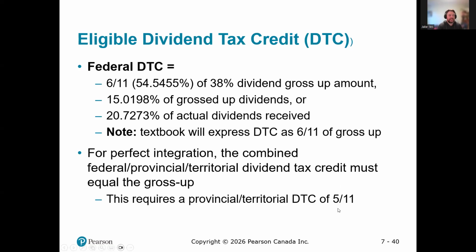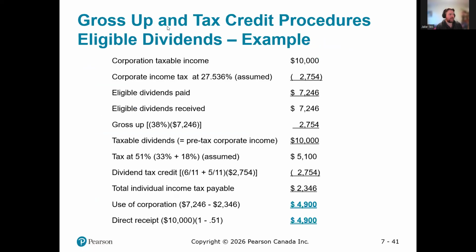Perfect integration would say their tax credit needs to be 5/11. I will generally say most of the provinces do not use this fraction. They just apply a general sort of 30% dividend tax credit rate, 35%, etc. In the questions, we will give you the provincial dividend tax credit rate. We'll just say the tax credit for the province for dividends is 30%. So don't worry about the provincial, but you do need to remember the federal rate is 6/11.